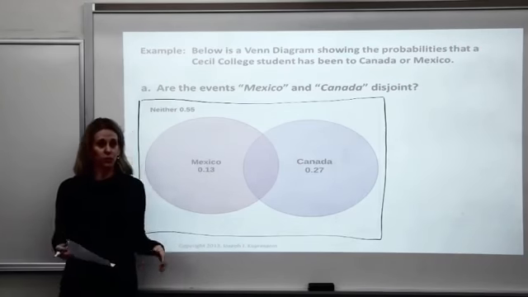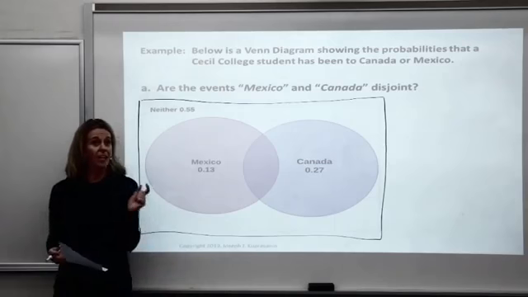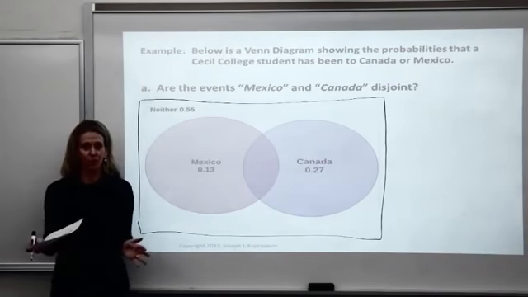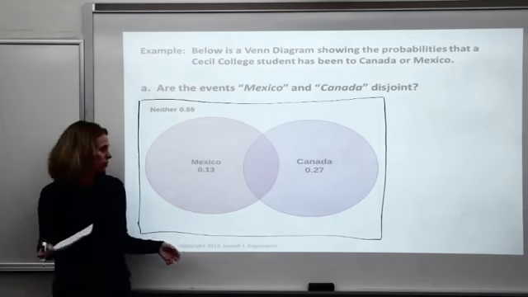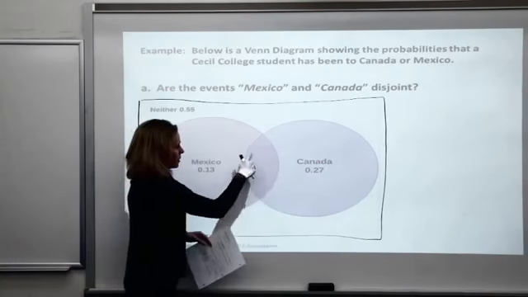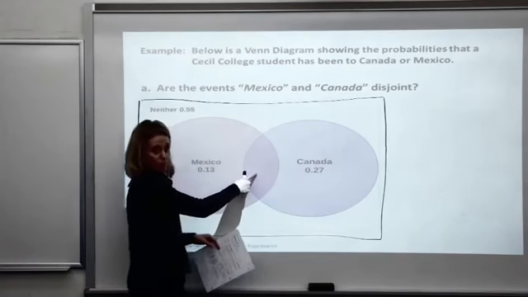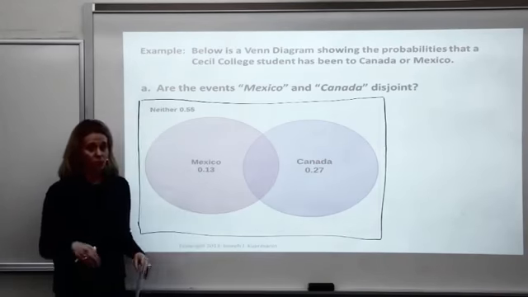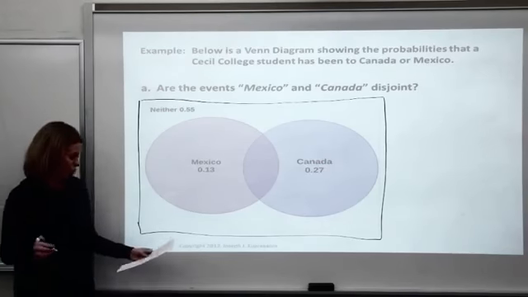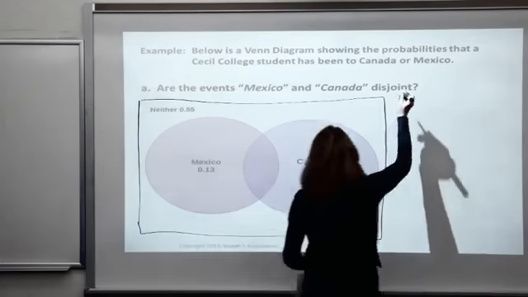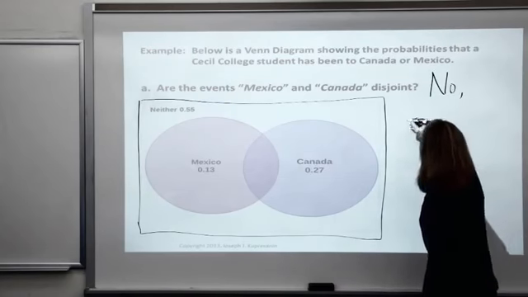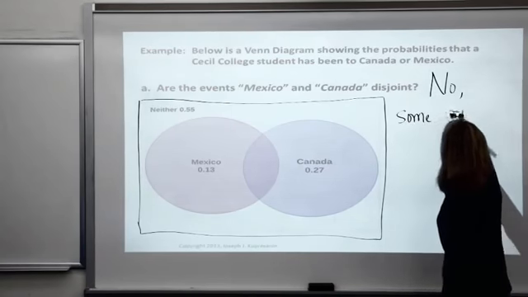And we want to know if they're disjoint. Is it possible that a student has been to Mexico and to Canada? Could there be someone in the room that that's happened to? The answer is, of course, that it could be. That's why these circles are drawn overlapping. These are the students right here that have been to both countries. And so since there are students that have been to both countries, these events are not disjoint. So are the events disjoint? No. Some students have been to both countries.